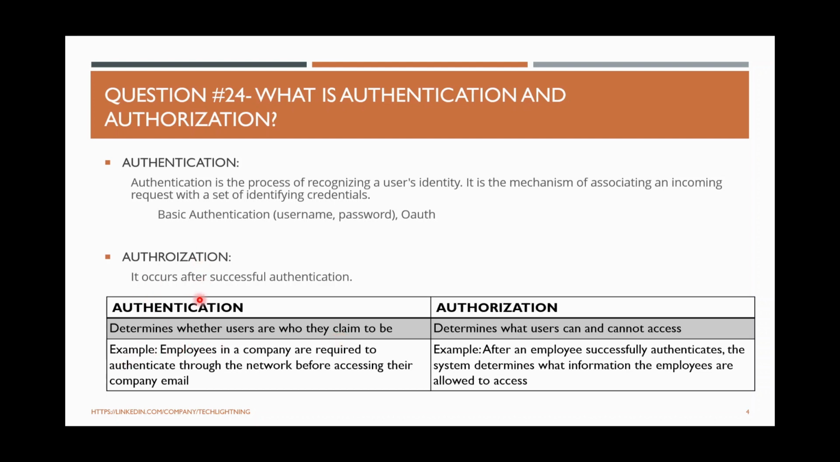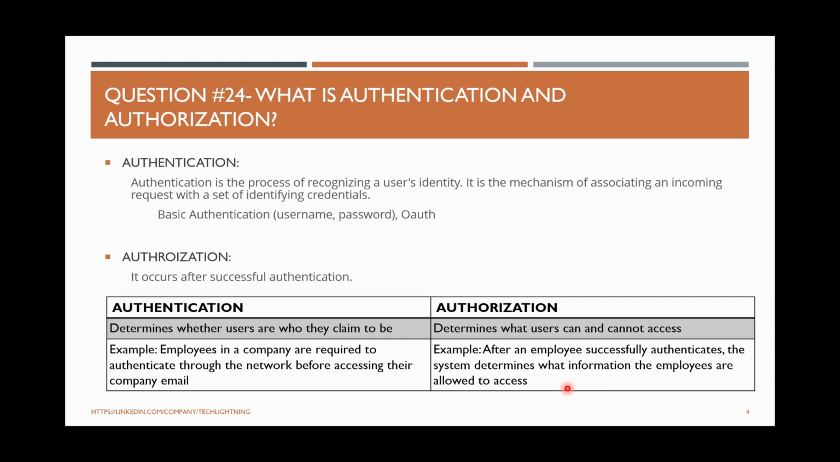An example for authentication: employees in a company are required to authenticate through a network before accessing company email. So for example, we have a company email, and I am an employee who wanted to access it, then we need to pass some username and password, right? So that is called authentication. And what is authorization? Only after the authentication will authorization happen. So I have logged into that platform, which is a mail application, and after an employee successfully authenticates, the system determines what information the employee is allowed to access.